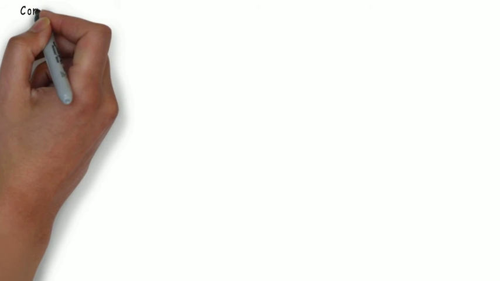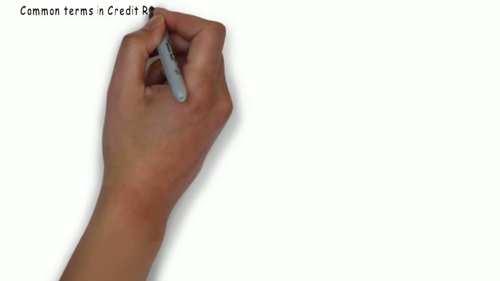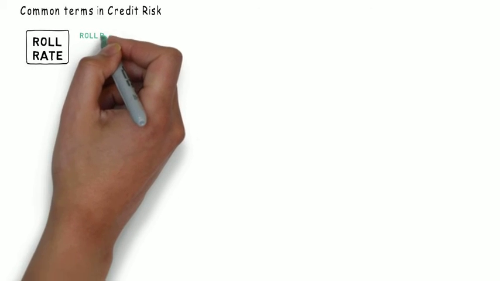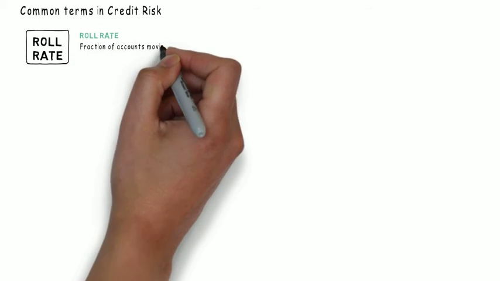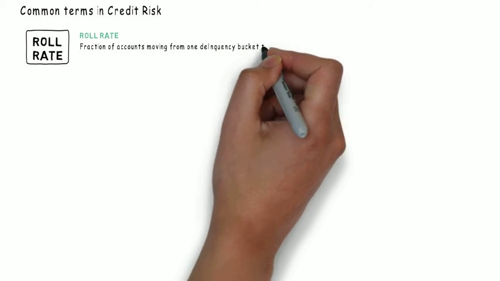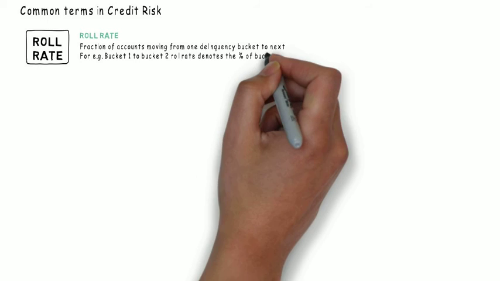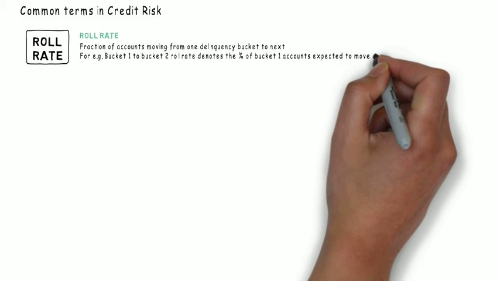Let's understand some common terms used in credit risk. Roll rate refers to the movement of accounts across different delinquency buckets. For example, bucket 1 to bucket 2 roll rate specifies the proportion of accounts moving from bucket 1 to bucket 2 in the next 1 month.